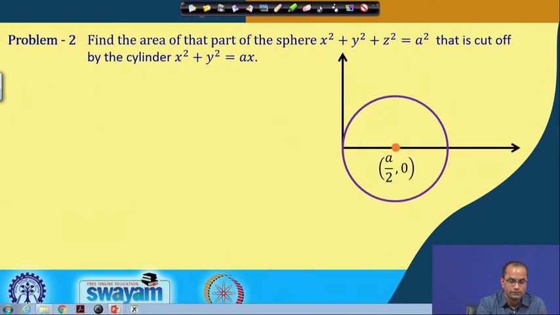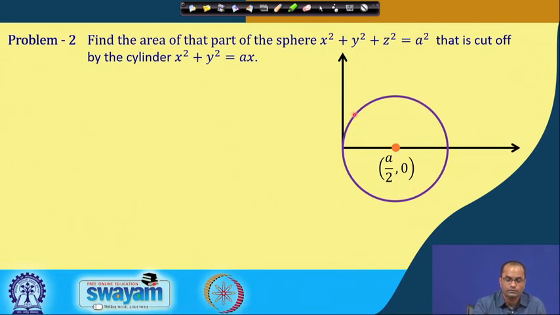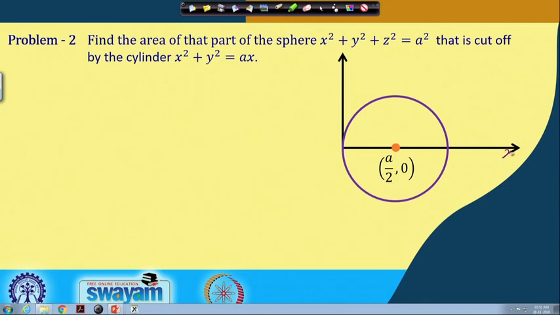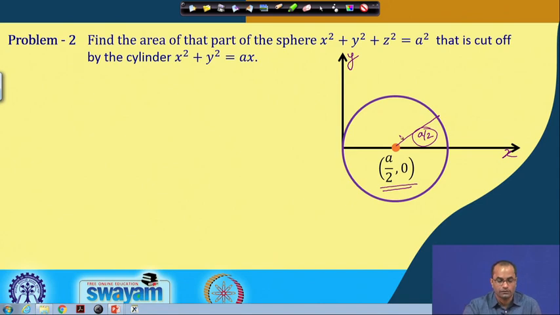So, let us clean it. So, here we have this circular cylinder. This is just given in the xy plane, but we have the cylinder which is also along the z axis. So, here this is the projection of that cylinder in the xy plane. This is here the x axis, and then we have the y axis. The center is at a by 2, 0, and the radius is again a by 2 of this circle.